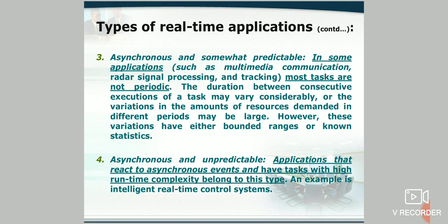Thank you so much. This completes the types of applications and the need for real-time systems, and the different categories of real-time applications. In the next lecture, we will discuss real-time systems basically, what real-time tasks are, and how the tasks are categorized in real-time systems. So thank you.